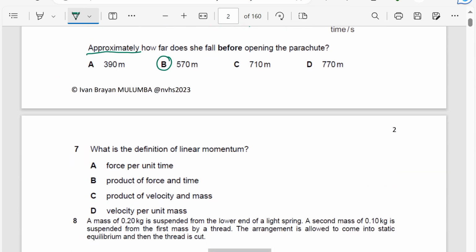What is the definition of linear momentum? Of course, we know that momentum, which is normally represented with the letter P, is mass times velocity, not volume. The linear part is just confusing you, but it's still mass times velocity. So the answer is going to be the product of velocity and mass, which is C.